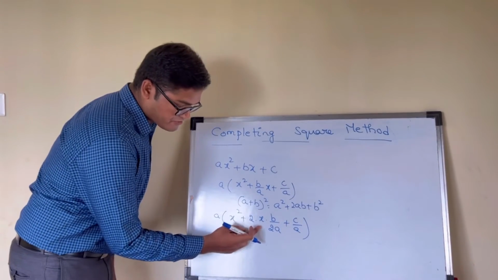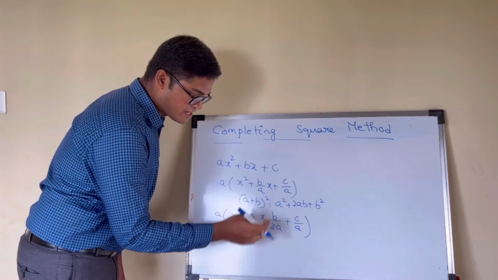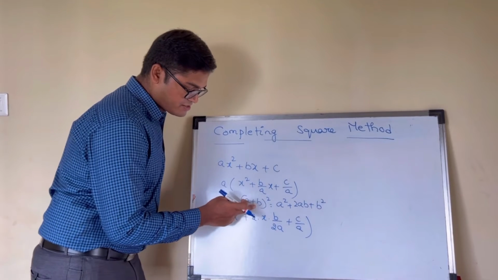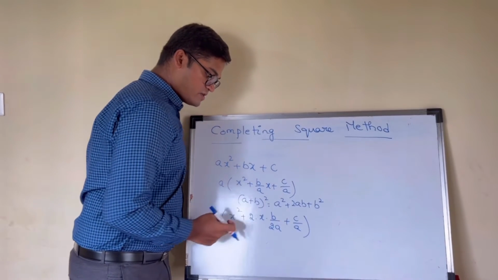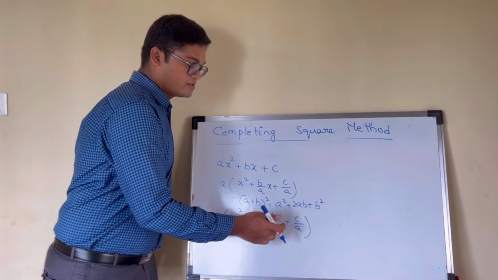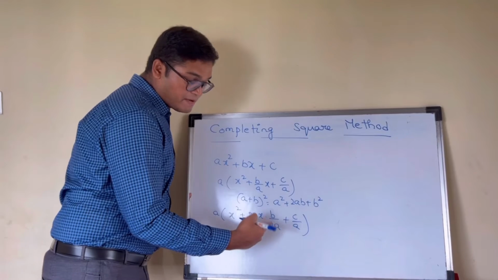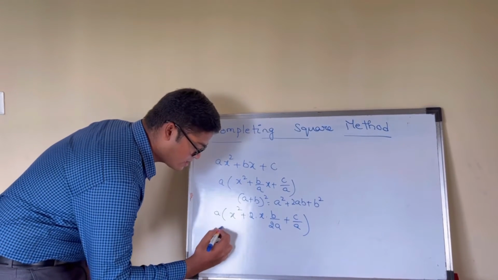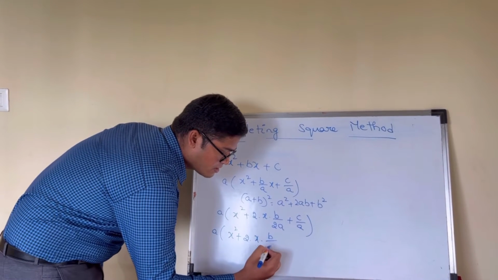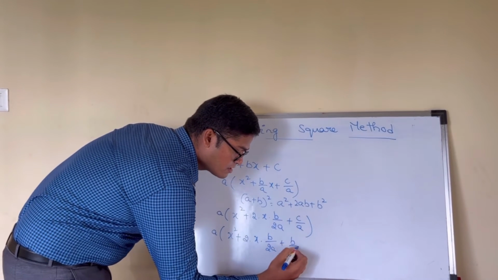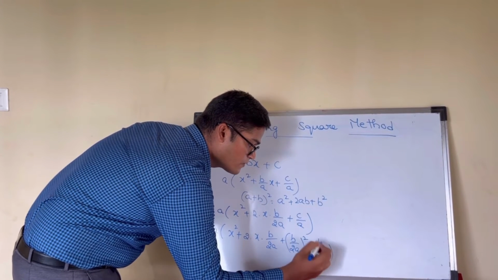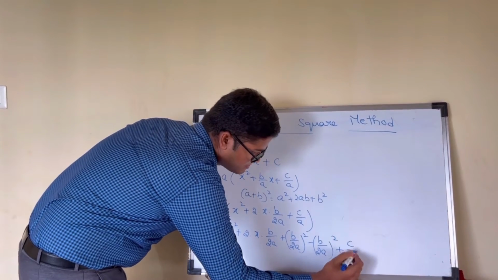I hope you are able to understand. We just adjusted this in a way that you get the 2 into a into b format. Now when you compare this to the formula, we have a square, that is x square, and we have 2ab, that is 2 into x into b by 2a. So now I am going to add and subtract b by 2a whole square. So we get a into x square plus 2 into x into b by 2a plus b by 2a whole square minus b by 2a whole square plus c by a.